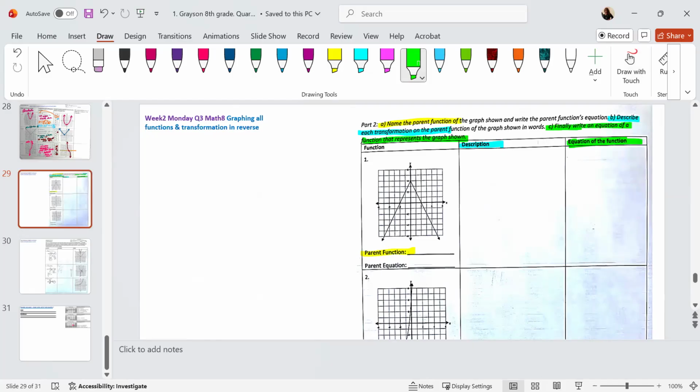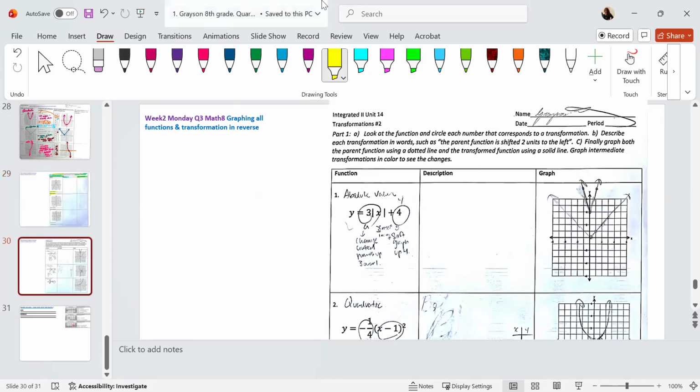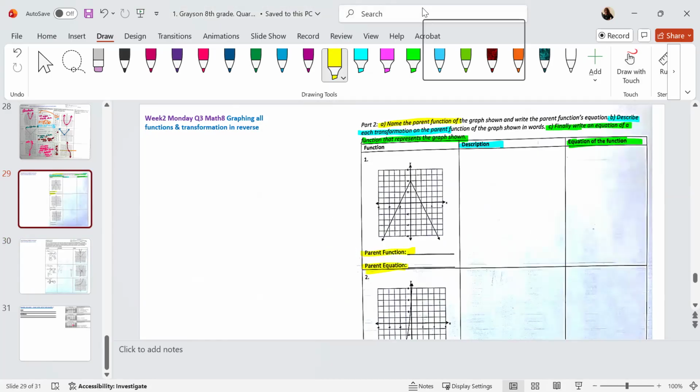Do you see the 3 parts right here? Well, we'll go over that in a minute. Let's do this one first. Okay. All right. Parent function. What shape is this? Parent function. What is this? What do you call this?